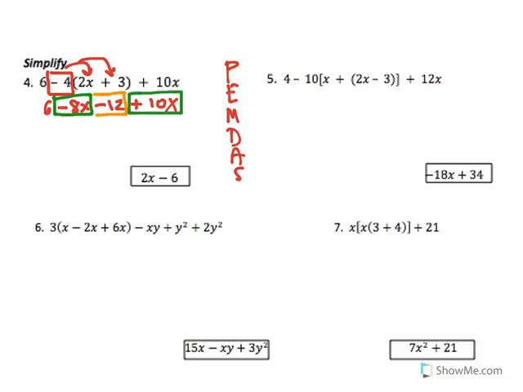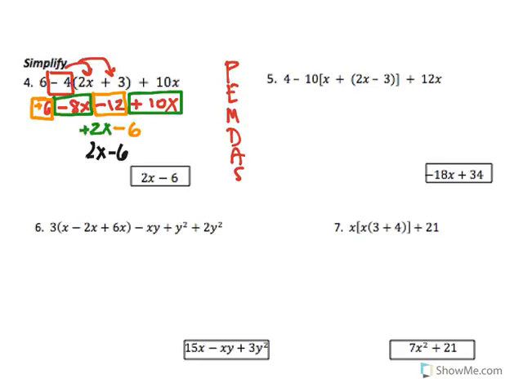So the green are my variables, and the orange are the constants. Now remember, if there's no sign, it's positive. So here I combine and I get negative 8x plus 10x gives me positive 2x. Positive 6 minus 12 gives me negative 6. There's no more terms I can combine. The answer is 2x minus 6.